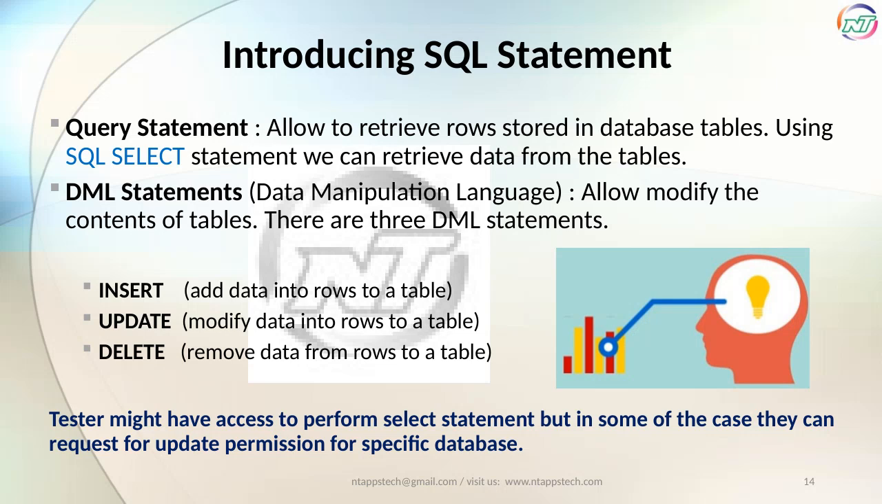When working with databases, we use query statements to retrieve data stored in tables, and the most common way to do this is with the SQL SELECT statement, which lets us pull data efficiently. But beyond just getting data, SQL includes data manipulation language statements that allow us to change the data inside tables. There are three main DML commands: INSERT, which adds new rows of data to a table; UPDATE, which modifies existing data in the rows; and DELETE, which removes rows from the table.